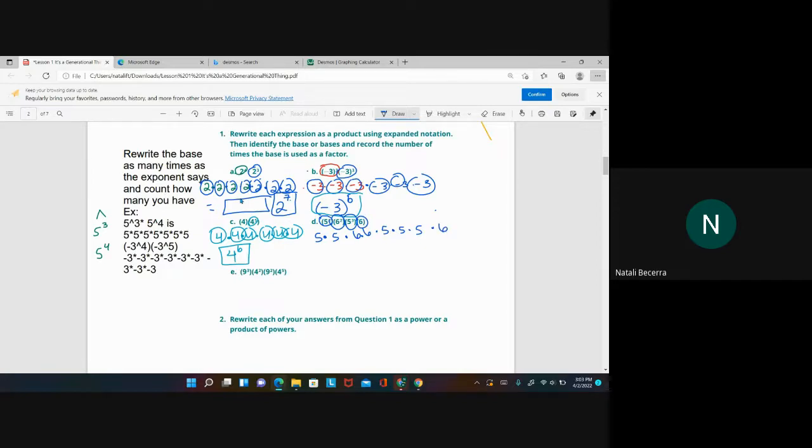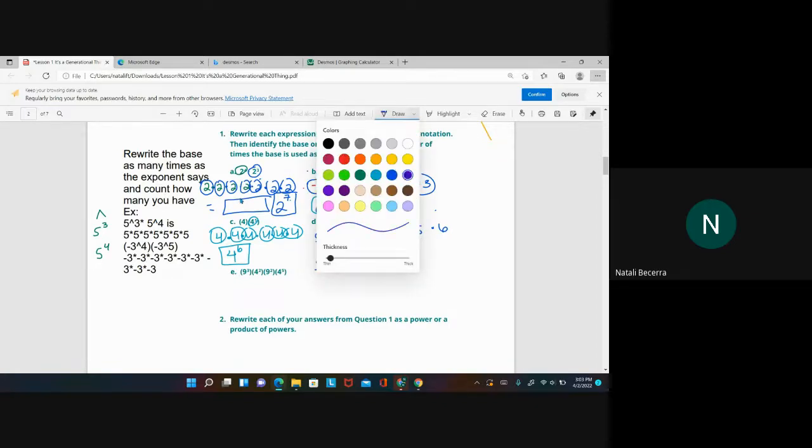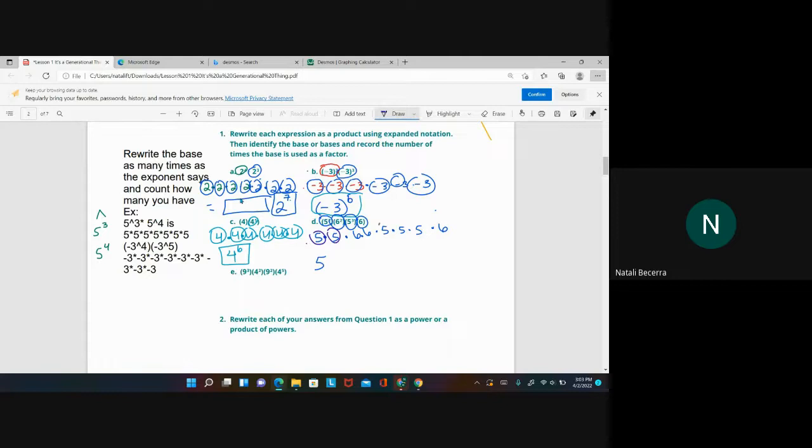Okay, now for this one, you only want to combine the bases that are the same. So right here, I have 5 and 6. That means that I'm going to take care of the 5 first. Let's count how many of the 5s I have first. I have 1, 2, 3, 4, 5. So this is 5 to the power of 5.